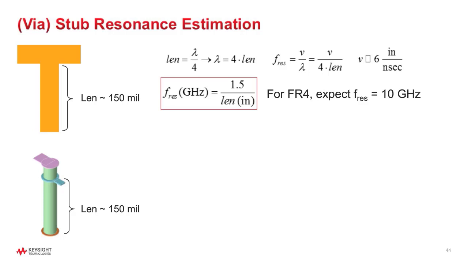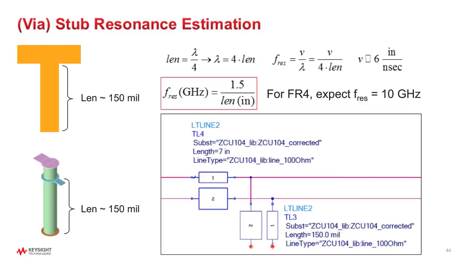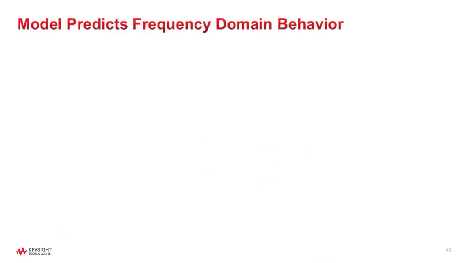Well, what are we going to do with this information? We're going to add in, so in the middle here, in the horizontal, is our 7-inch channel. And we're going to add onto it this little stub right here, hanging out 150 mil. We'll see if that predicts what we see in the 3D extraction. So here is what we're going to look at.